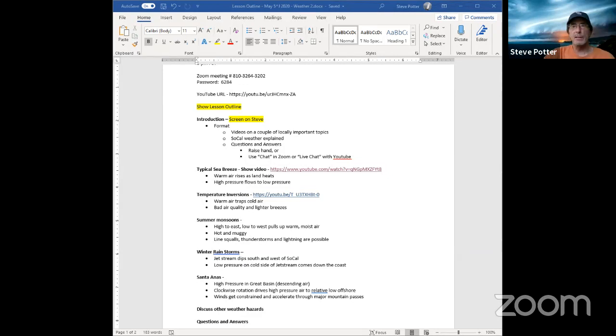We're going to start with an explanation on the sea breeze and compare that to the land breeze, and then go through inversions, the summer monsoons, winter rains, and the Santa Ana winds in the winter.